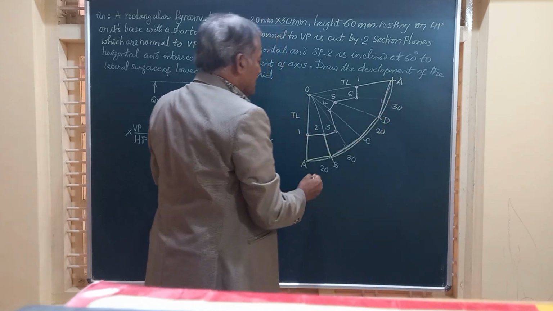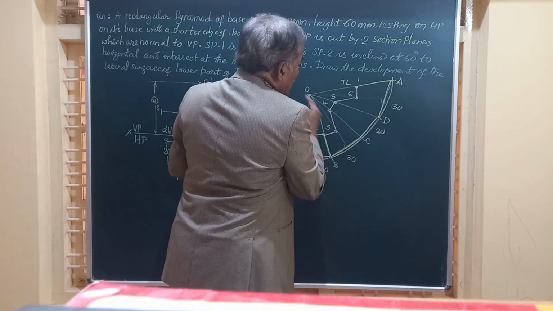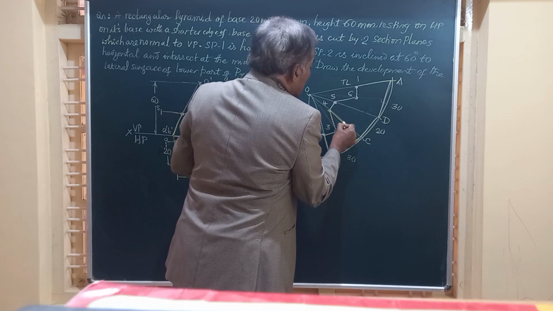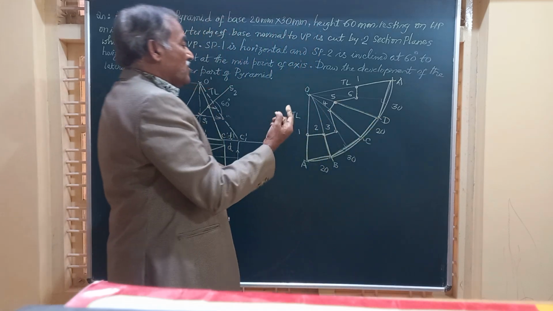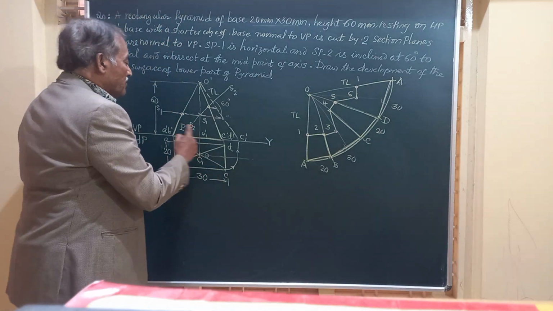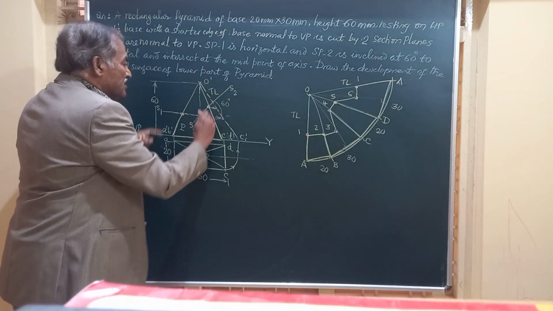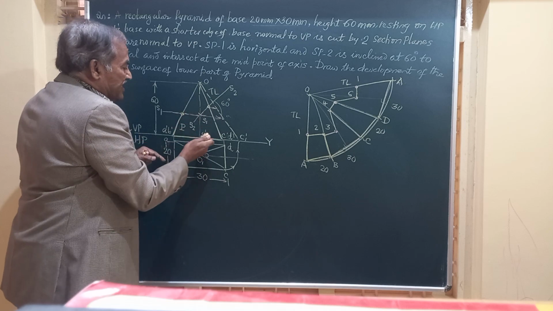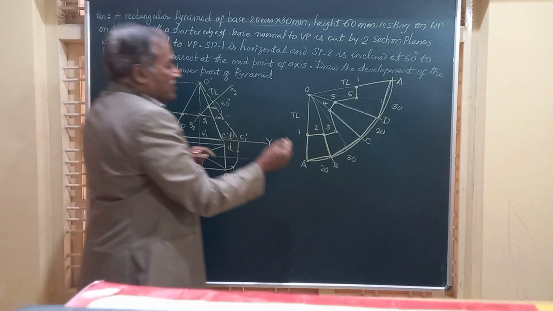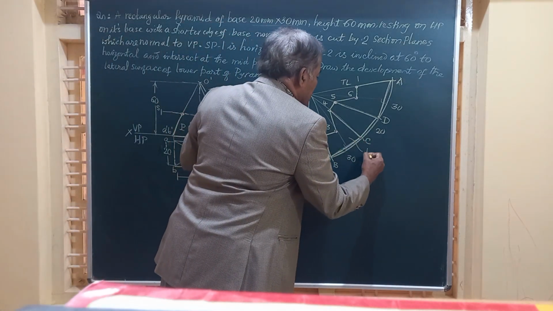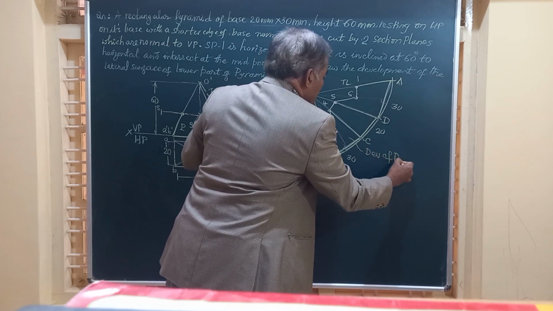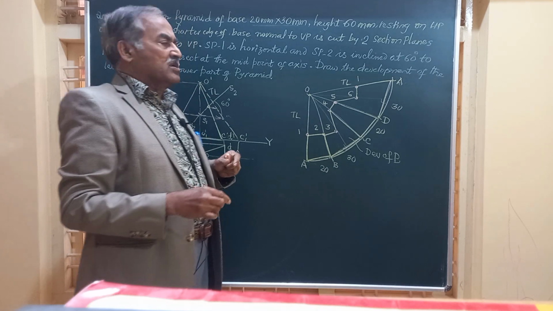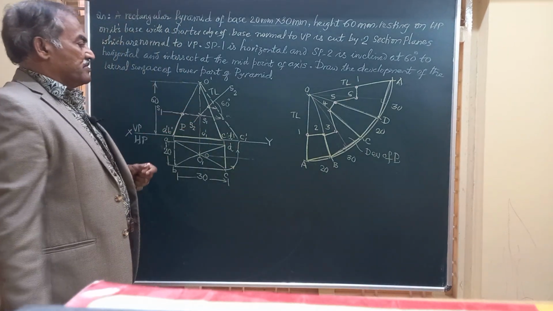So friends, again here on OC and OD, this part is retained, and this is how friends you get the development of this part which is below the section planes and on this XY. So I will call this the development of P, the lateral surface of the lower part of the pyramid.